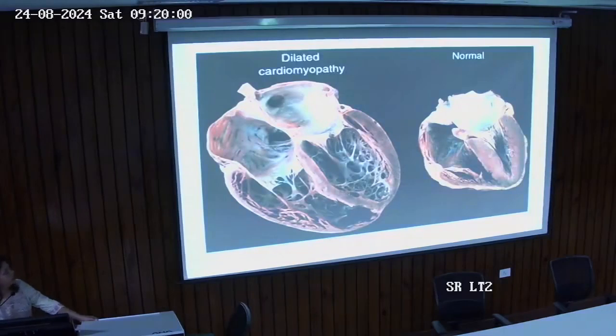Now, this is the gross picture. This is the normal heart, and this is the heart of dilated cardiomyopathy. All four chambers are dilated. You can see it here very clearly. All four chambers are dilated, and look at how thinned out these ventricular walls are, compared to the normal. These are also prone to rupture.